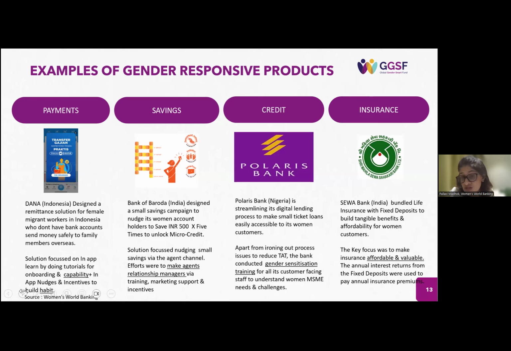Many banks need gender sensitization training to ensure that their staff at their branches welcome their women customers, understand their needs, especially of women MSMEs, so that they come up with customized solutions for their businesses. Oh, and of course, women-centered design helps you develop structured products, innovative products for your customers.